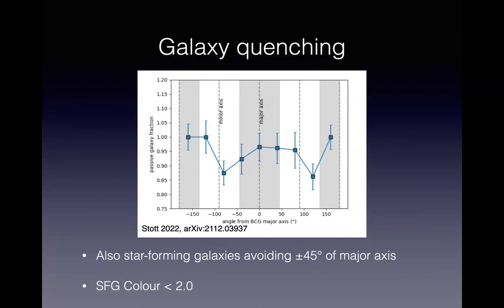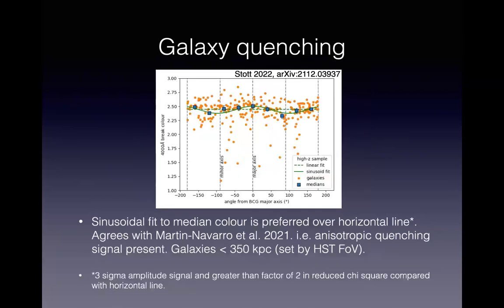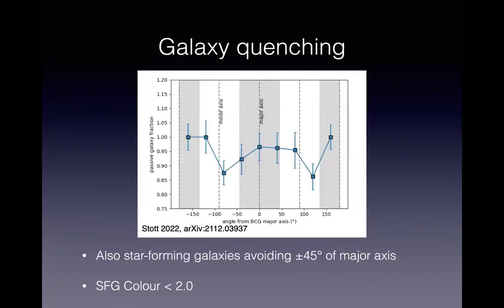So these regions are split up into 45, is that right? 45 degrees each. So yeah, 90 degrees either side of these dashed lines here, and so you can see on the minor axis, you're seeing more star-forming galaxies, and you can see that on the previous plot as well. You're seeing more star-forming galaxies along these minor axes.